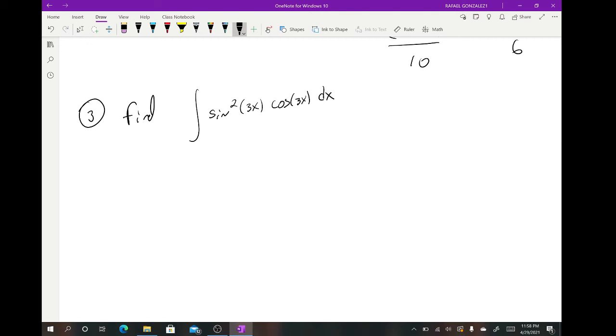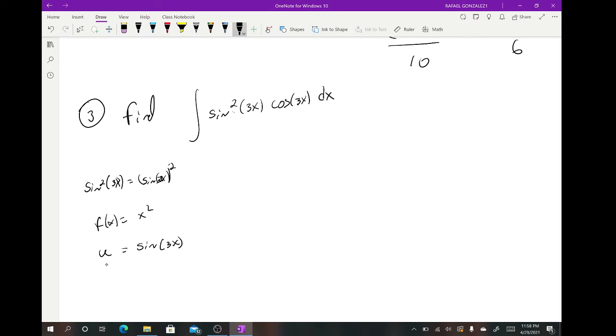Here, we gotta think a little bit. What is our outer function? Well, notice that the sine is being squared, so you could rewrite sine squared of 3x as sine of 3x, the whole thing squared. So we can clearly see here that our outer function is simply x squared. That means that our inner function, or our u, is going to be equal to sine of 3x.